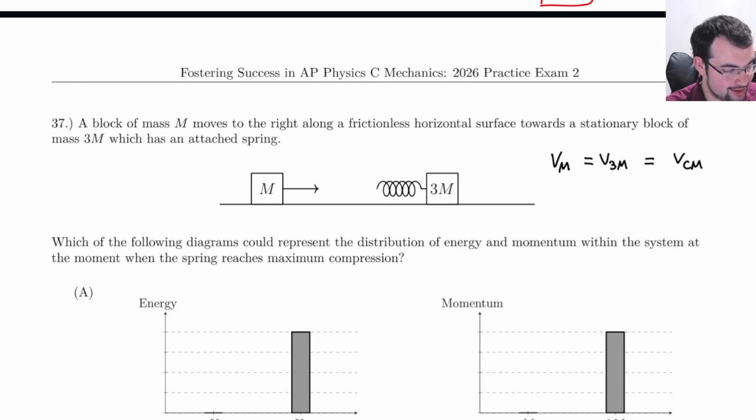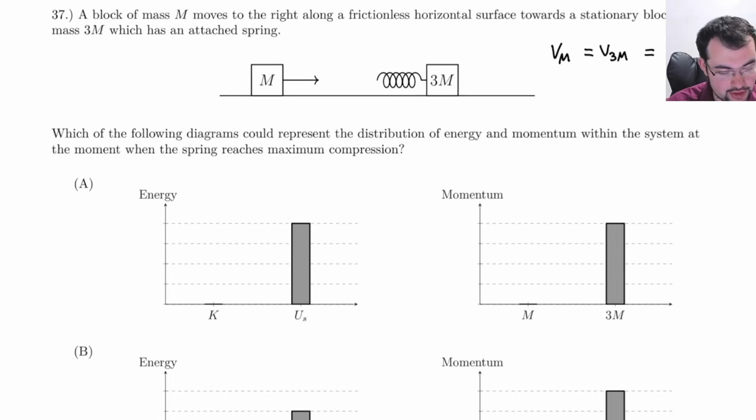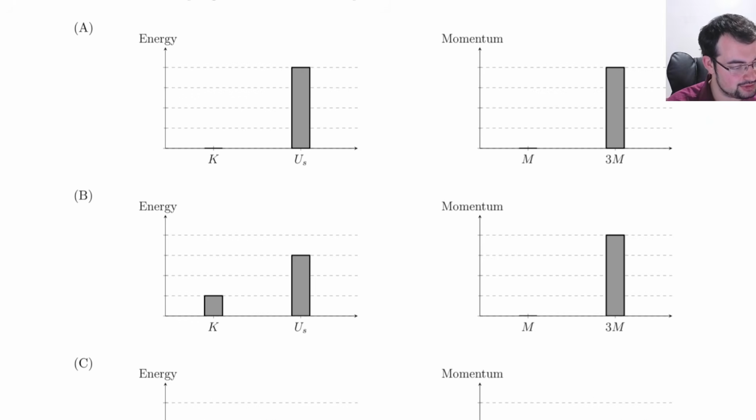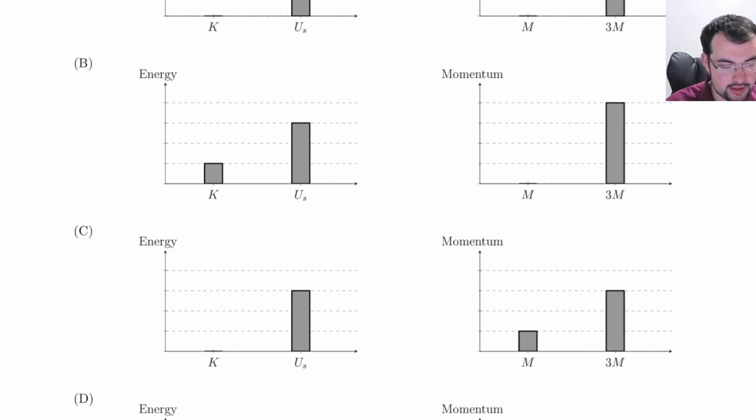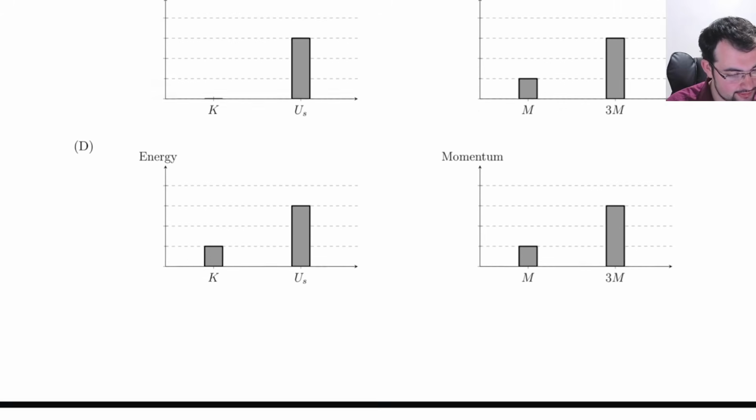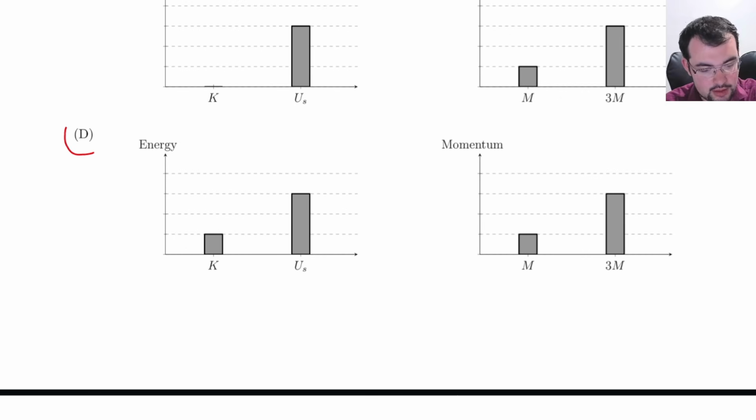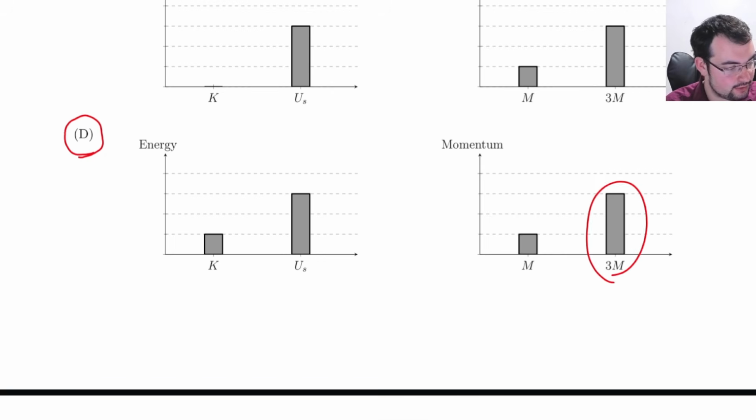So the main point here is that the velocity is actually not zero. This isn't your standard put all your energy in the spring bucket and none in the kinetic, because you actually can't do that or else momentum wouldn't be conserved. So we just need a valid bar chart that shows both energies exist and both momentums exist. And the only option that fits that is answer choice D. And even though velocity is the same, we see that the 3m has triple the momentum because it's moving at the same velocity but has triple the mass. So that makes D the answer choice there.